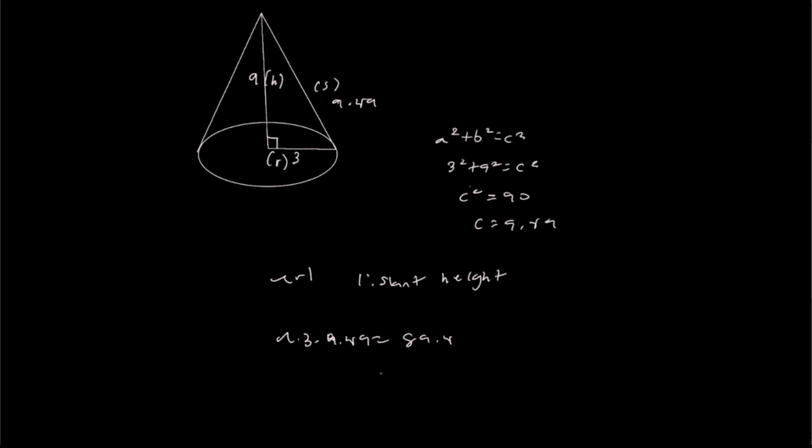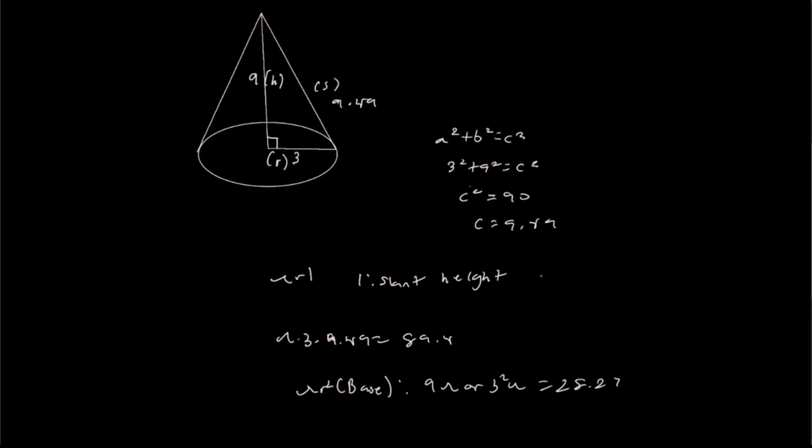And now we have to solve for our base. Our base formula is pi r squared. That refers to the base. So we can do 9 pi, or 3 squared times pi. If we input this into the calculator, we get a value of 28.27.